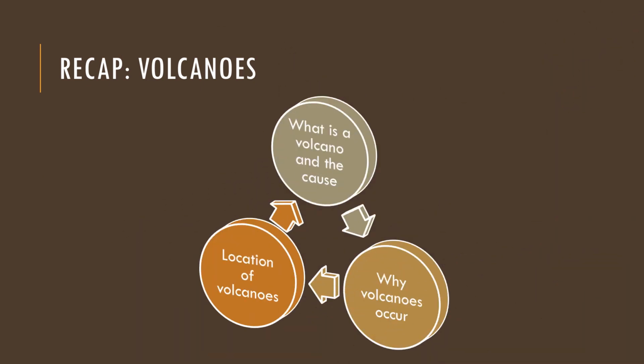Just a quick recap of the work that is covered on volcanoes. Firstly, we looked at what is a volcano and the cause. A volcano is the opening in the Earth's crust through which hot substances such as molten rock erupt. Then we moved on to why volcanoes occur. A volcano is a sign that the Earth's crust is weak, and volcanoes happen in 2 ways. Volcanoes occur under the ocean when plates move apart, meaning when plates move away from each other. Also, volcanoes occur on land when one plate slides under the other.